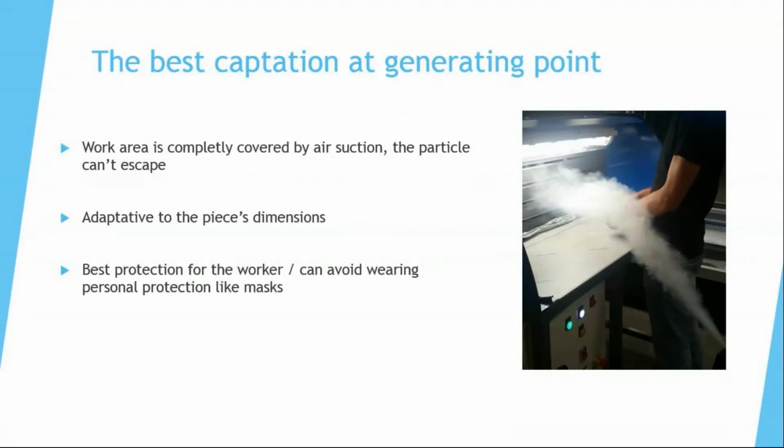So doing so, the Downdraft table gives you the best protection for the worker, not only the worker at this station, but all the workers in the plant, because the pollutants, the contaminants, are captured in the Downdraft table. And using this kind of tool, you can avoid wearing personal protection like masks in the whole plant, because you're covered from the beginning, at the generating point of your contaminants.